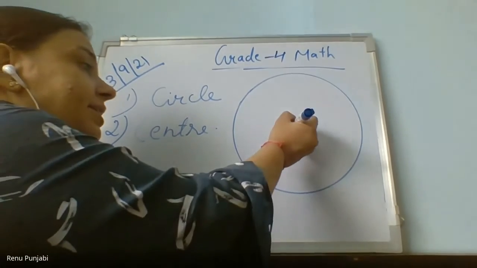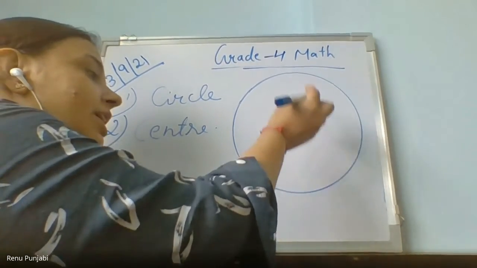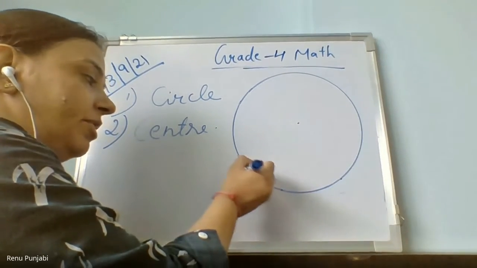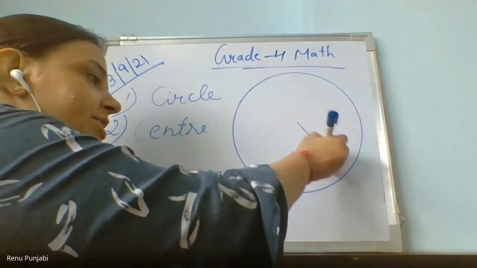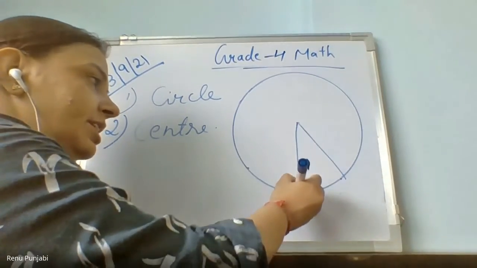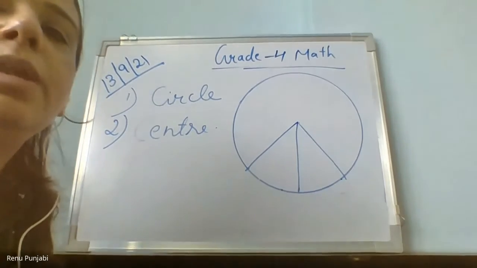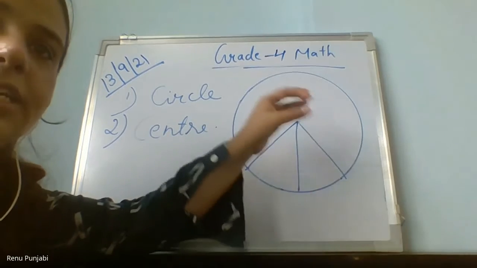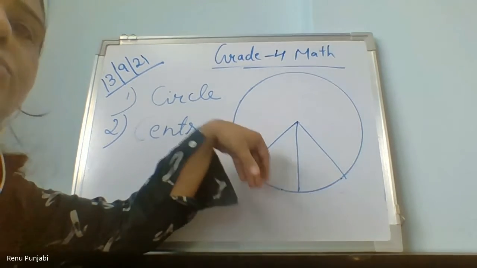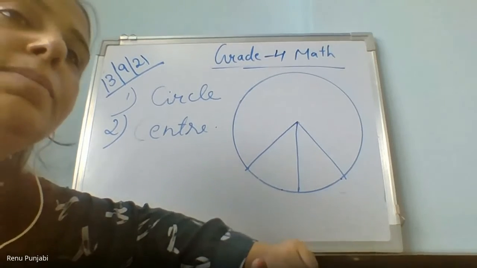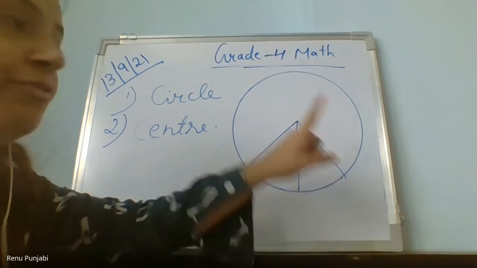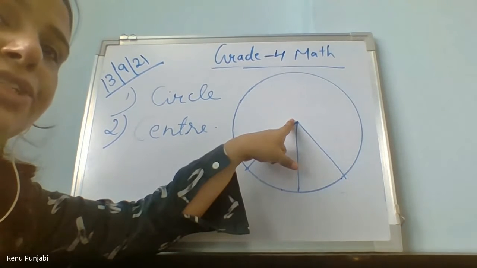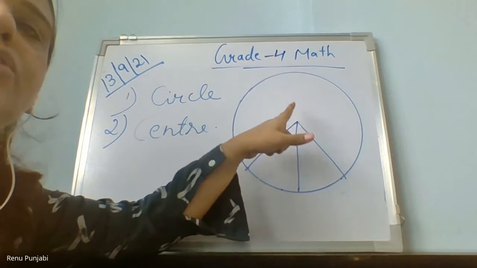The center is a point from which the distance to any point on the boundary of a circle will be the same. If you measure this distance, this distance, this distance, and it is the same, then this is the center of a circle. From the center, the distance to any point on the circumference will be the same. I will give you this definition also as notes. Please write it in your notebooks also.